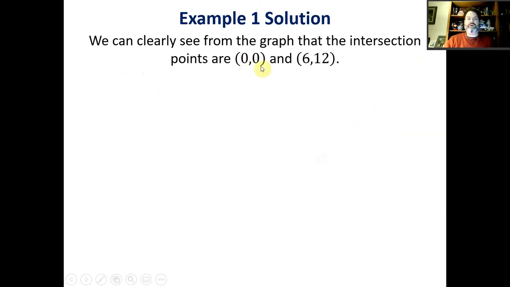Right, we saw from the graph the intersection points are (0, 0) and (6, 12). Now we're interested in the x values of these intersection points. So our limits of integration are going to be x equals 0 and x equals 6. Right there, 0 to 6. And then the area, you just take the integral of the difference between the functions.